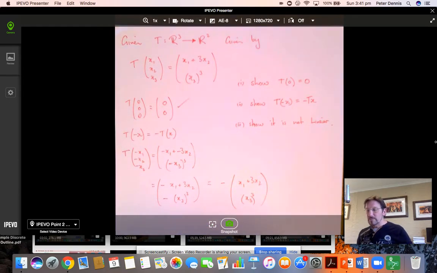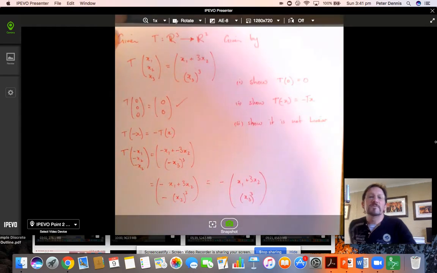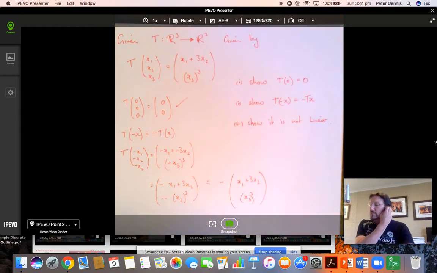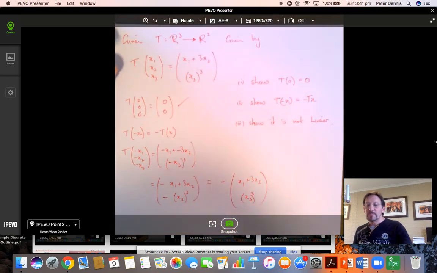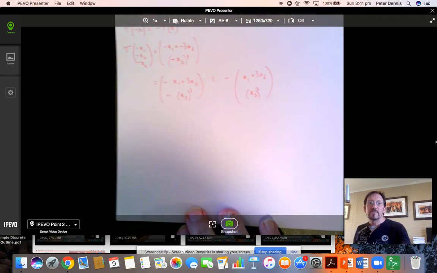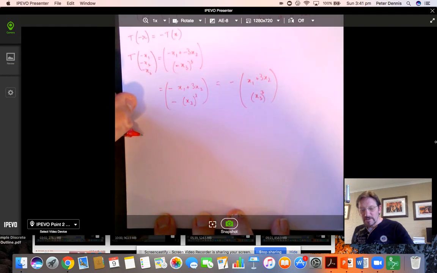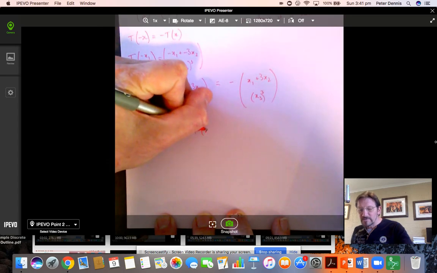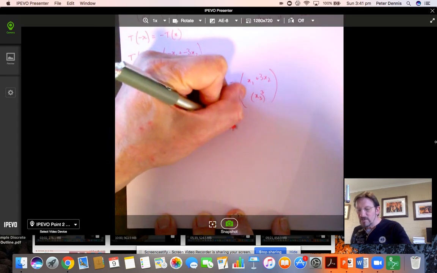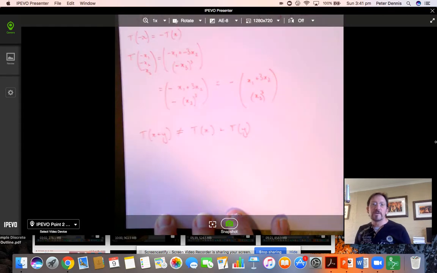The only other thing we want to show is that it is not linear. Now, as we've been saying all along, to show something is not linear is always easy, because all we need to do is find one thing where it doesn't work. Now remember, there's two ways we can show something is not linear. We can show that T of x plus y does not equal T of x plus T of y, and that's the one I'm going to use here.